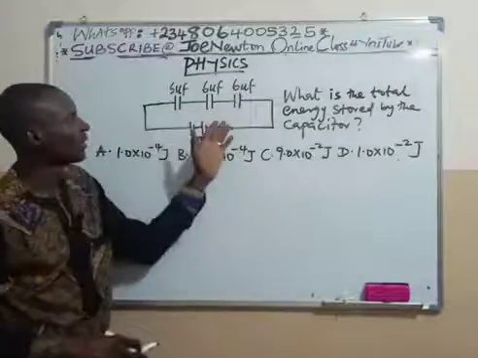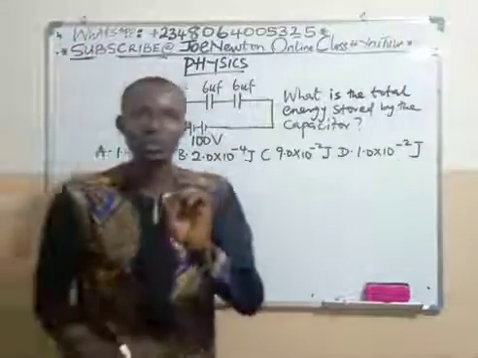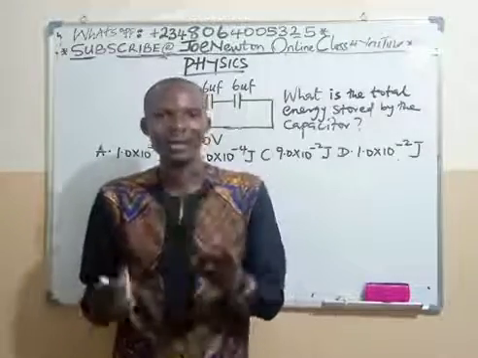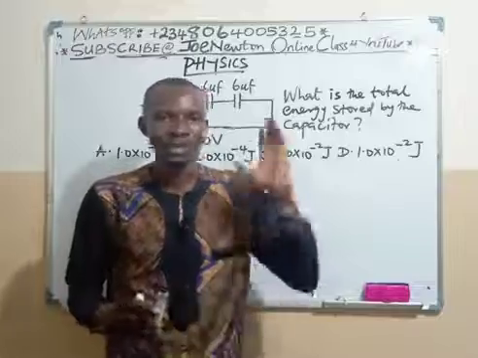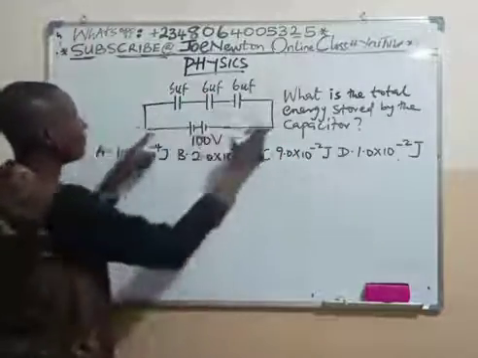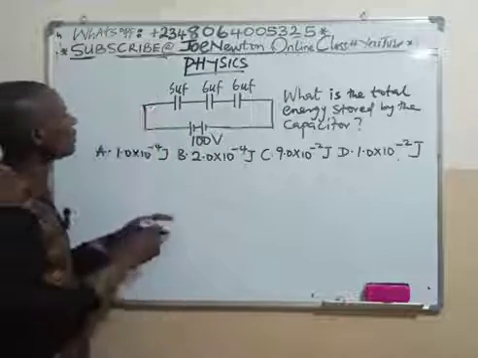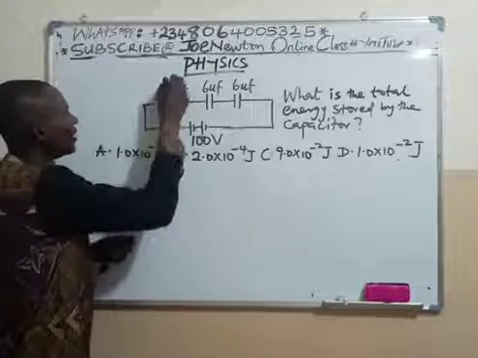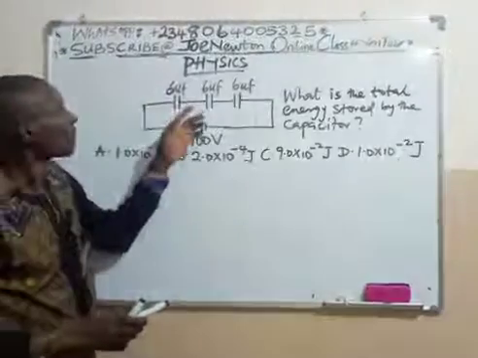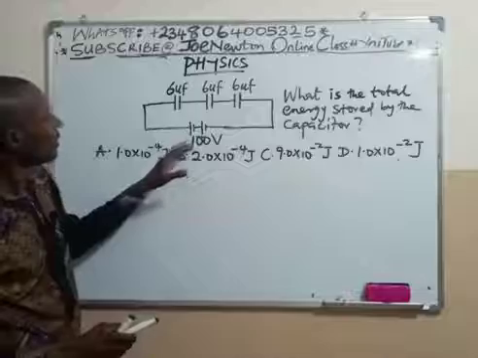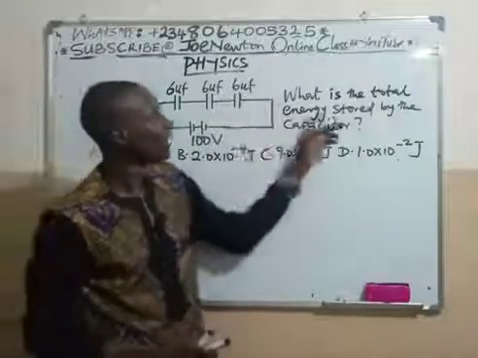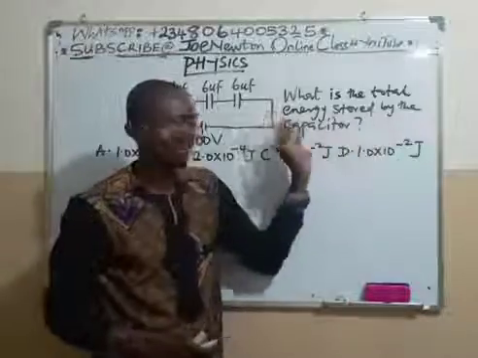By looking at this diagram on the board, we quickly know that the question is taken from electricity, or precisely from electric field, and that is capacitor, from the arrangement on the board. Now, we are given a diagram comprising three capacitors arranged in series, each 6 microfarad, with a 100 volt supply. We are asked to find the total energy stored by the capacitors.